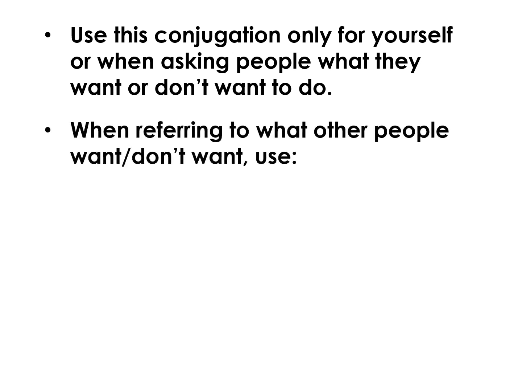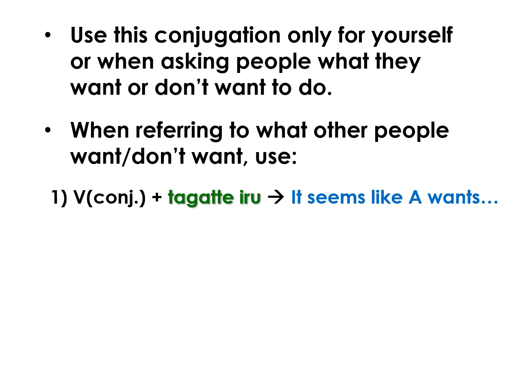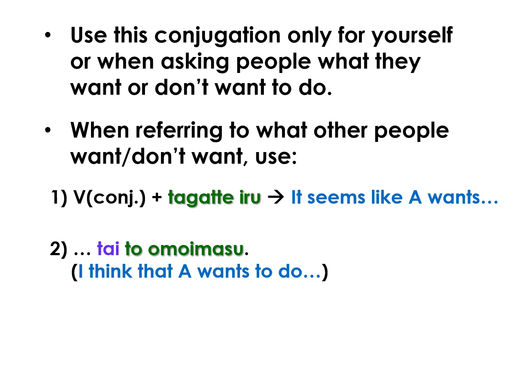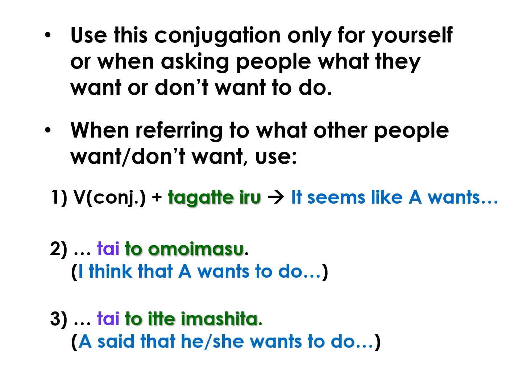However, you can't use tai takunai to express what other people want or don't want to do. Instead, you can use the conjunctive tagatte-iru form to say, it seems A wants to do this or that. Or you can use tai takunai but add to omoimasu at the end of your sentence to mean I think that A wants to do this or that. Or you can add to itteimasu or itteimashita to mean that A said he, she wants to do this or that.